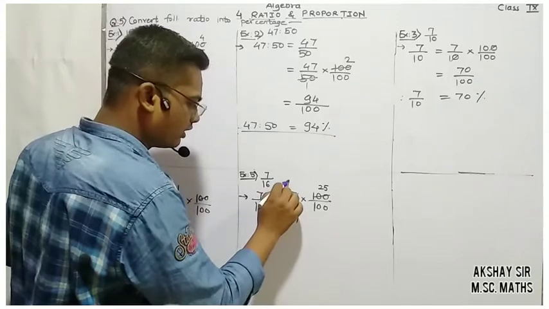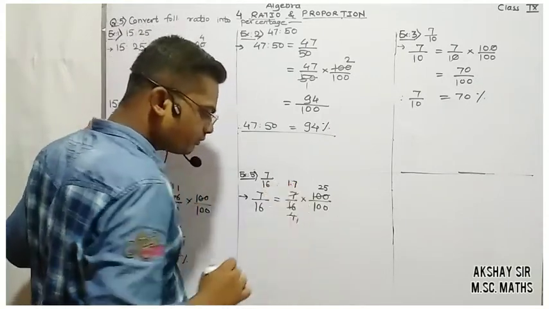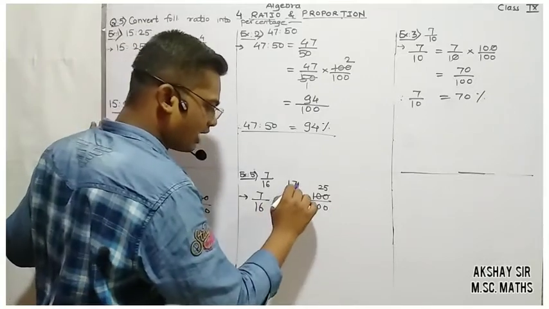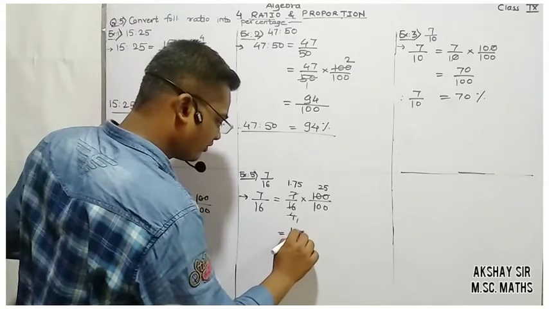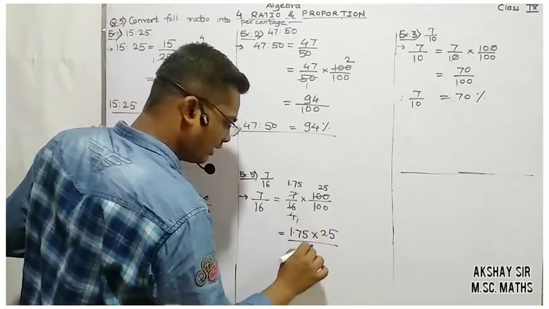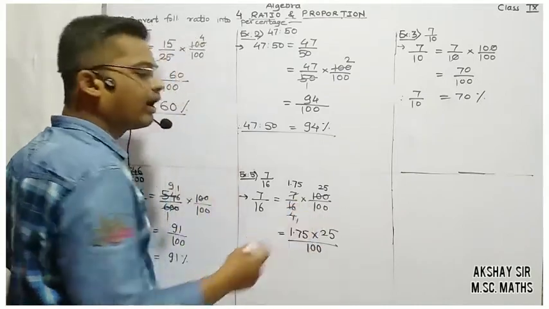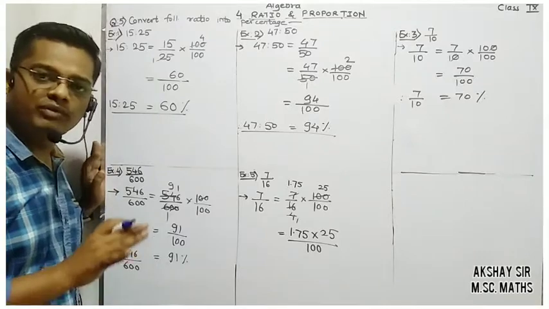4 1s are 4. Here 4 1s are 4. 3 carry. Let us take 1 5. 4 7s are 28. So 2 carry again, and 4 5s are 20. 1.75. So here 1.75 into 25 in the numerator and the denominator is left with 100. This is what we want, only 100. Only 100 should remain in the denominator. All the remaining should go out in cancellation in division.